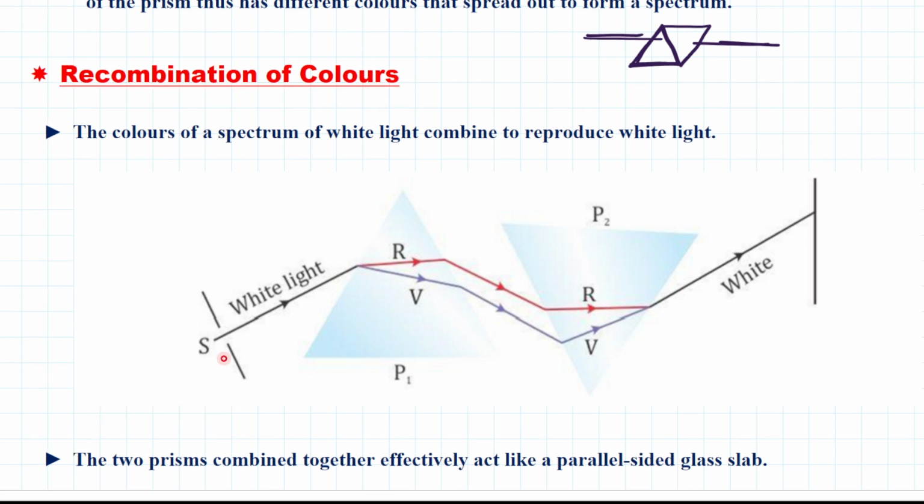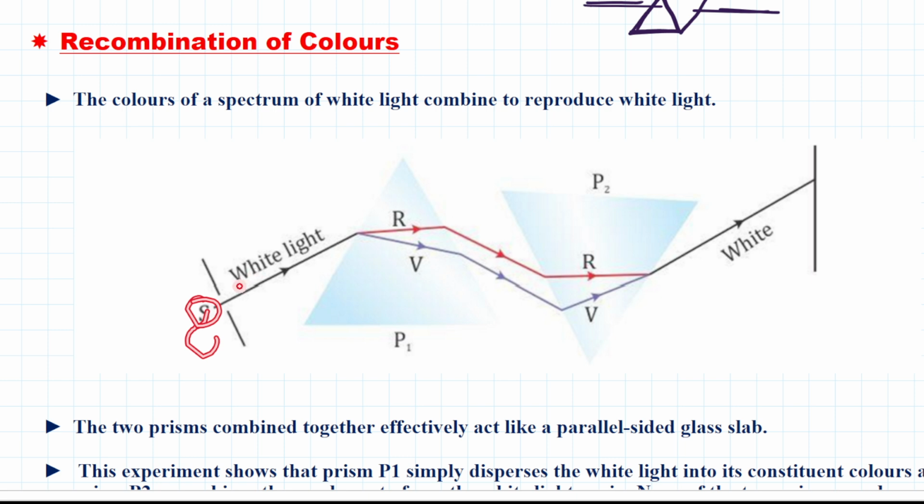So here I can see this is the source, from here the white light is produced, and this is the first prism we have, and this is the other, an inverted prism we are taking. So when the rays are passing through, there is red color and violet color. Red is deviated least and violet is deviated most. So again the violet color and red color combine to give white color back on the screen.